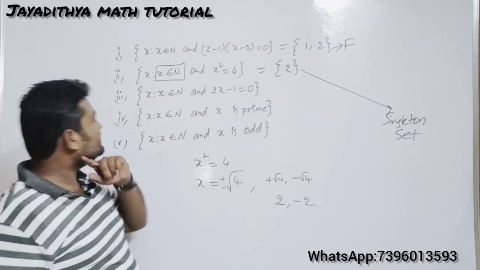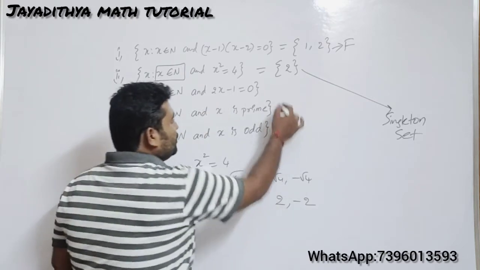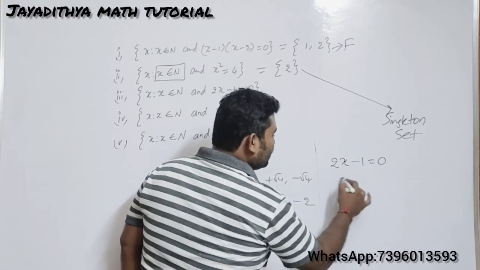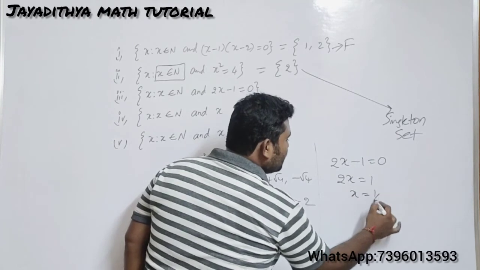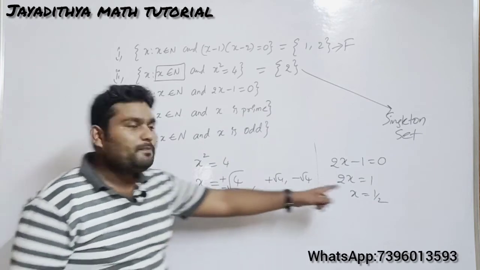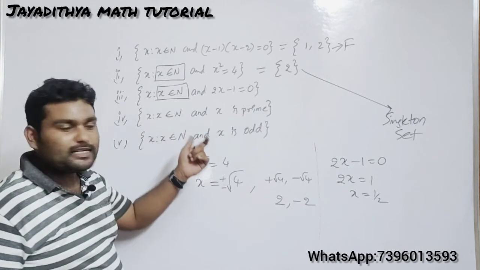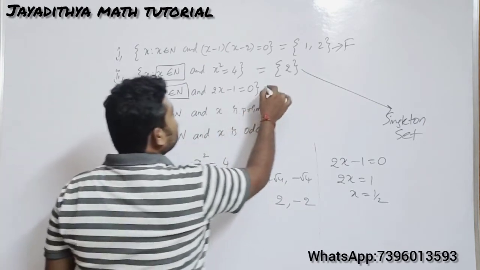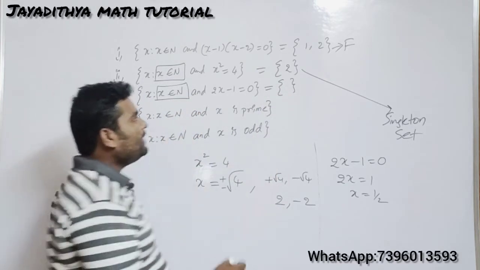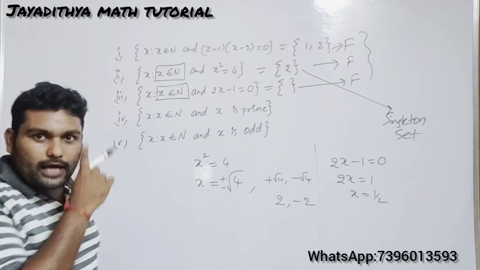See here, the next one is the same case. x such that x belongs to natural numbers and 2x minus 1 is equal to 0. What is the condition he has given? That is 2x minus 1 is equal to 0. If you simplify, 2x will be 1 and x is equal to 1 by 2. Now you tell me, how many elements are there in the set? Yes, this time you are right. 1 by 2 is not a natural number, and the condition says x belongs to natural numbers. So you can simply say that it is an empty set. We don't have any element, and this is also a finite set. If you observe, these are all finite sets only.